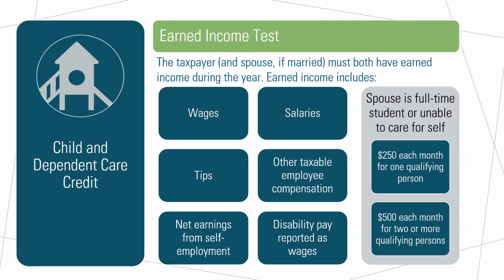If the spouse is a full-time student or if they are unable to care for themselves, then $250 each month for one qualifying person can be allocated as income for that spouse. Or if there's two or more qualifying persons, that amount that gets allocated as earned income would be $500 each month.